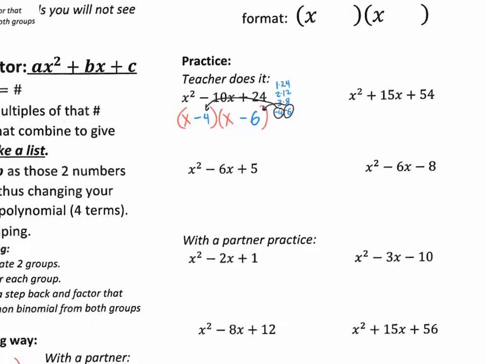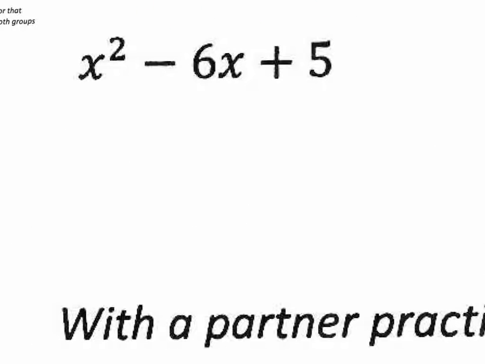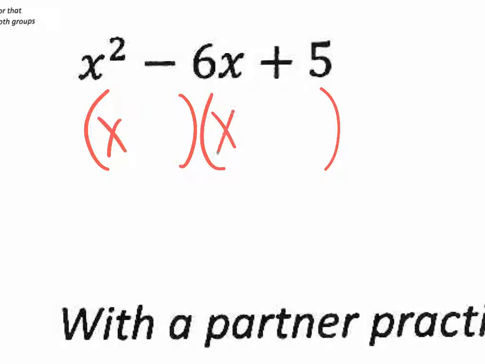Where are we at? Let's try this one right here. Because the a value is 1, you could jump right into your answer. Now, what if this were a 6 right here? Then you wouldn't be able to do this answer format. You wouldn't be able to do the shortcut. Why not? Because x times x is not 6x squared, right? So because the a value is 1, we could jump and do this shortcut.